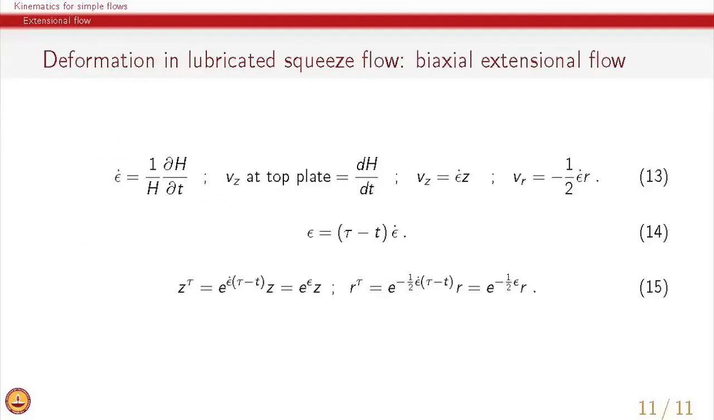Lubricated squeeze flow, which is an example of biaxial extensional flow, is where the separation between two parallel plates is h, and this is changed by squeezing the two plates together. In this case the strain is given by 1 over h and the rate of change of h. And in this case also we can describe the overall velocity flow field, where z and r direction components are there, and again we can describe the position of a material particle at time tau in terms of its position at time t.